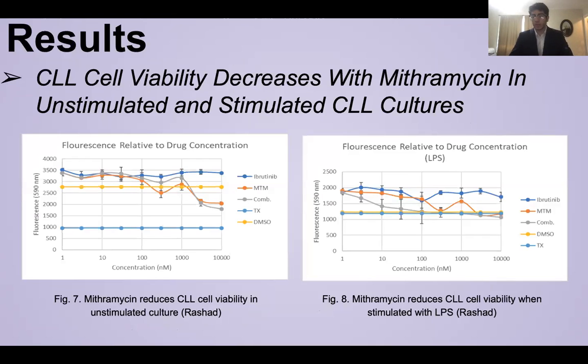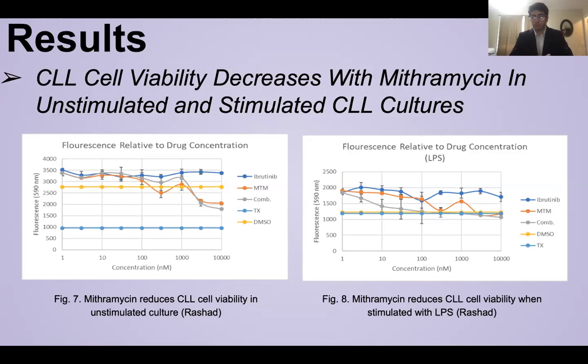Moving on to the actual results of my experiment, I ran 5 different trials for the viability assay. One was unstimulated, and then I used 4 different stimulants just to see if the stimulants would have any positive effect on reducing the viability of CLL cells. Figure 7 was the unstimulated trial. Ibrutinib was the blue line on this graph, mithramycin was the orange line, and the combination was the gray line. Then I used 2 different controls, DMSO and Triton-X, or TX. TX is a liquid detergent that kills off all of these cells, so that was my negative control for this experiment. DMSO was my vehicle control, so that's what I compared everything to during my experiment.